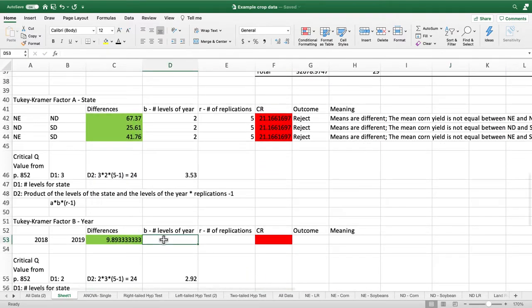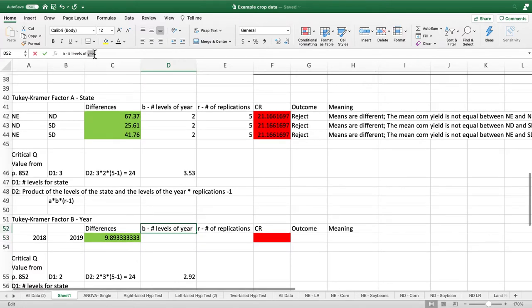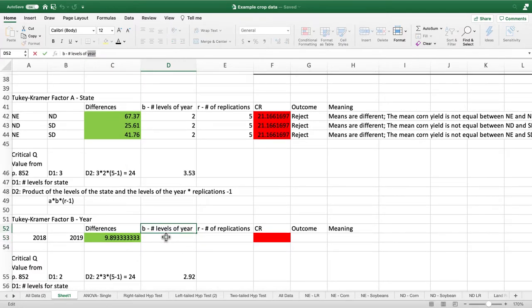All right, so now B, so the levels of year, it's not going to be the levels of year anymore. It's going to be the level of state this time. I believe that is correct. Yep. So it's not going to be a B. We need to flip that to an A. So the levels of state, which is 3 levels. And then we need to look at the number of, again, the number of replications, which we still have 5 of each one.